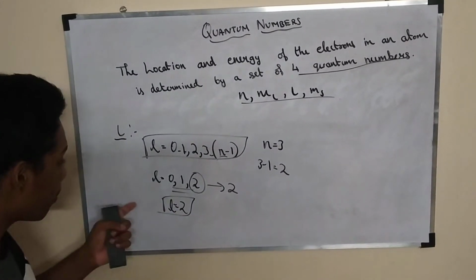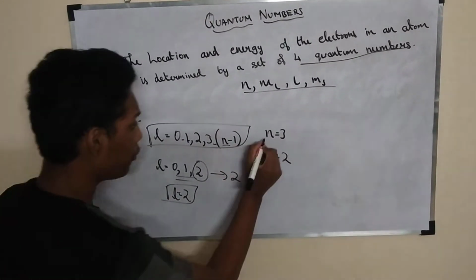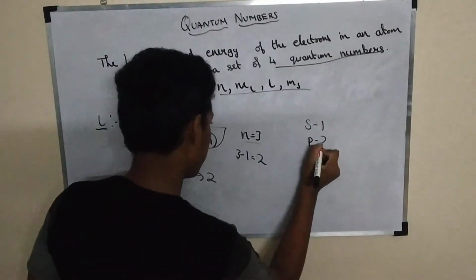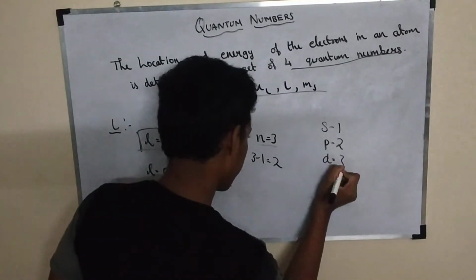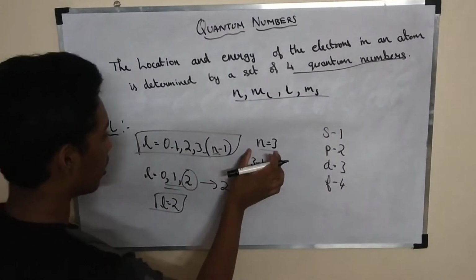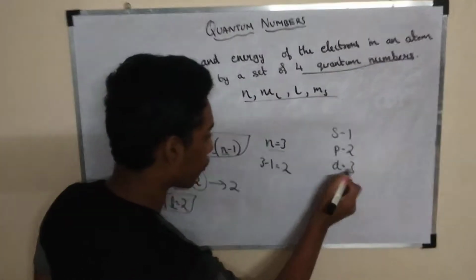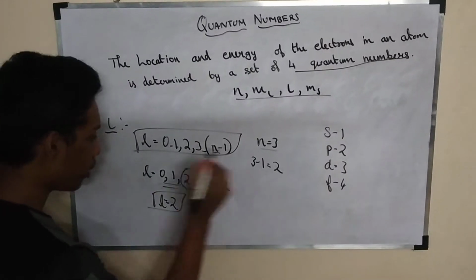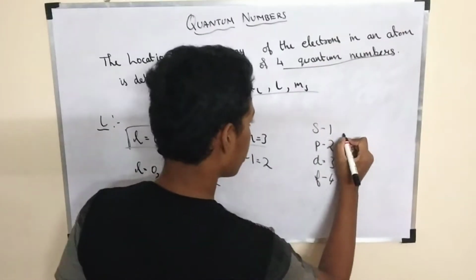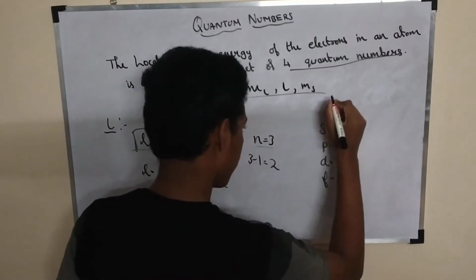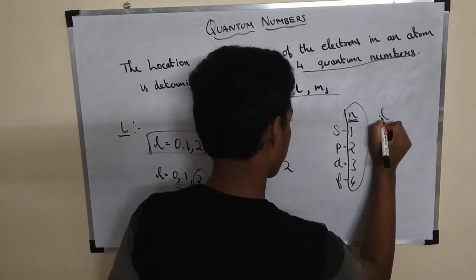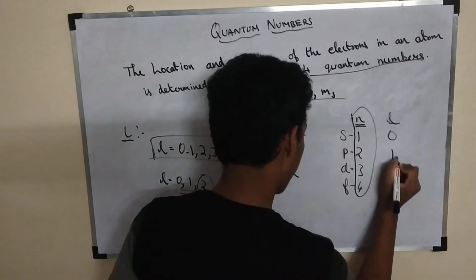Now what orbital are we referring to here? Remember p is 2, d is 3, f is 4. If you take n value as 3, then you are referring to d. And for d, you are getting l as 2. Similarly, for s, you will get 1 minus 1, 0. So these are the n values for s, p, d, f. Now I'll note down the l values also: 0, 1, 2, 3.